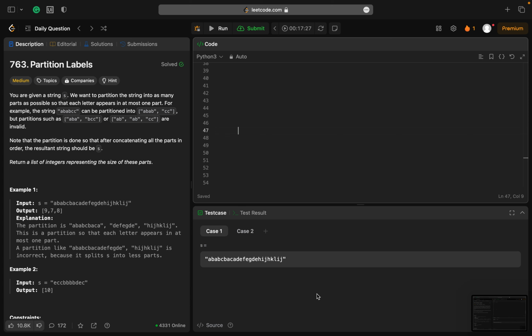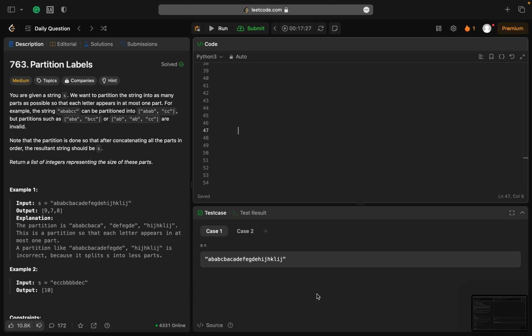This video is going to be on partition labels, which is a Leetcode question. So here's the question: you're given a string S and you want to partition the string into as many parts as possible, such that each letter in the whole string appears at most in one part. So let's see what this means.